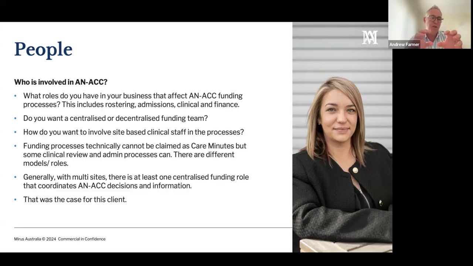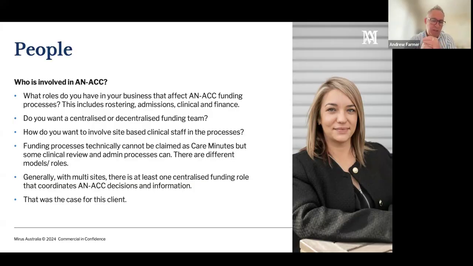So the good news is, if you're managing AN-ACC properly and you've got funding and rosters and admissions connected in a way that gives everybody transparency, if you are controlling those decisions, then your funding outcomes, and therefore your largest amount of funding and your largest amount of cost, your P&L outcomes, become more predictable. So what are some of the decisions that you need to make?